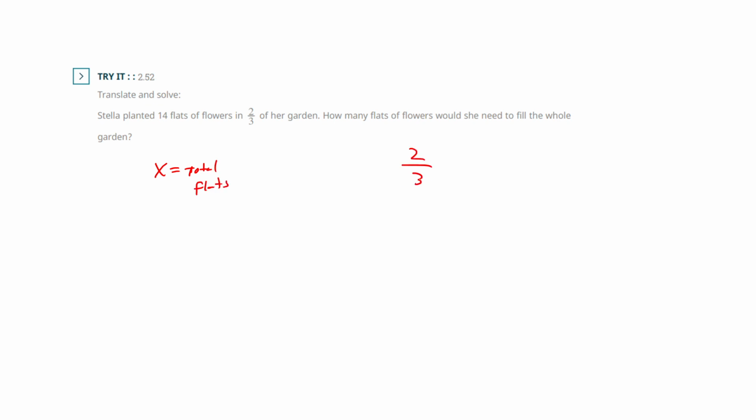So I've got 2/3 of her whole garden is 14 flats. That's what I think they're asking us to do here. So 2/3 of whatever the total would be turns out to be 14. Well, what's the total? We would multiply both by 3/2. I can reduce this down. X is 21. Okay, this one made my head spin a little bit, but this is what they're saying. 2/3 of our total equals 14. We crunch that down by multiplying both sides by 3/2, and there we go.